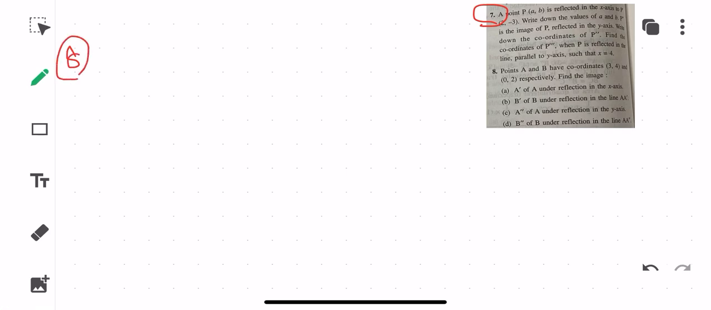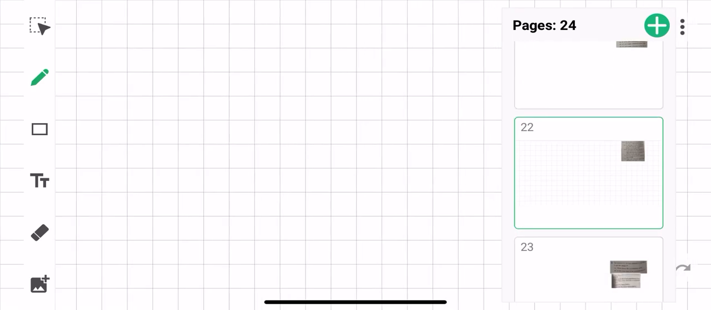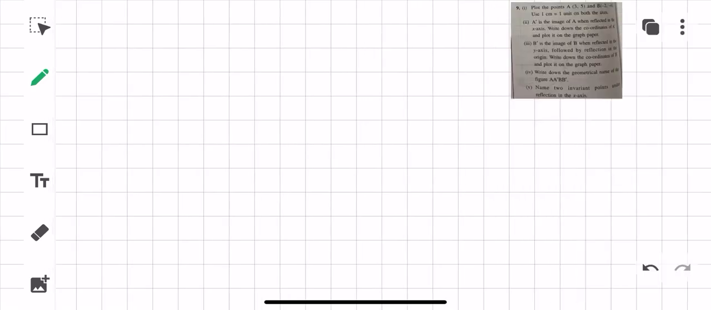It says what points A and B have coordinates this and this. Find the images of A dash of A under reflection of x-axis. Of course you know dash. B dash of B under reflection in. So these questions are very direct, children. If you can see, just one line answer, so you can easily taking this as homework. Okay, so question number 8 is going to be your homework as well. We'll be now moving to question number 9.